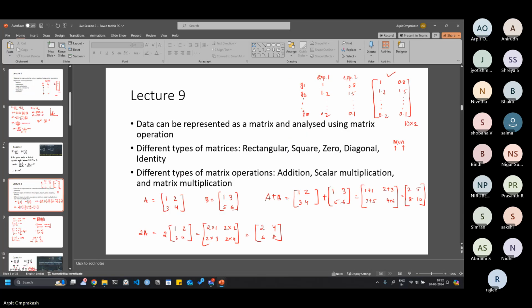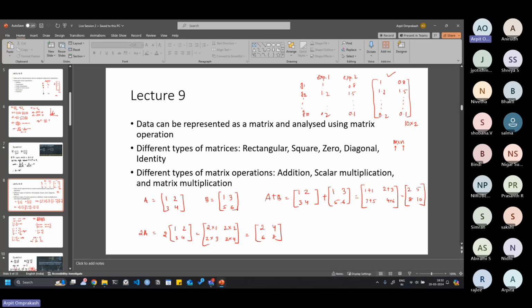Then we talked about matrices. What are the different kinds of matrices? Rectangular, square, zero. Rectangular is when the number of rows and columns are different. Square is when the number of rows and columns are the same. A zero matrix is full of zeros. A diagonal matrix only has diagonal entries. An identity matrix only has one on the diagonal and zero everywhere else.